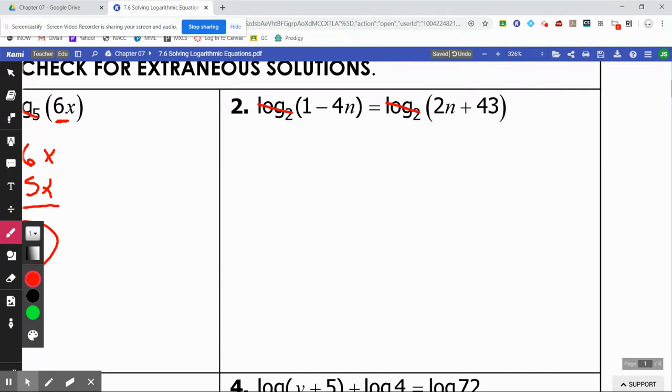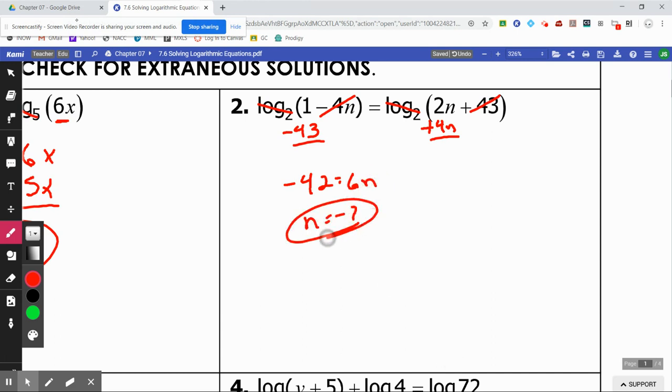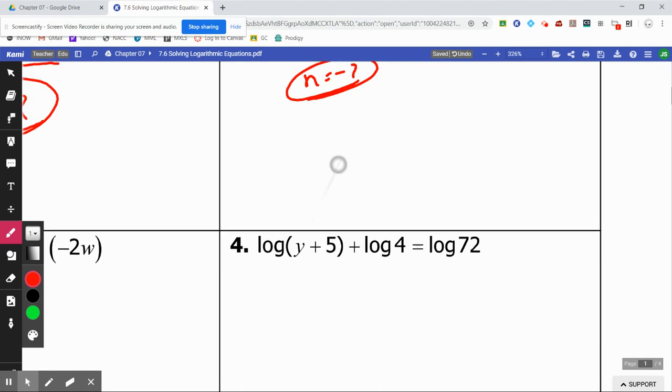Number 2, again, we're going to forget about our logarithms and simply set 1 minus 4n equal to 2n plus 43. Let's move our minus 4n by adding and move your 43 by subtracting. That gives you negative 42 is equal to 6n. So therefore, that means that n would be negative 7. Plugging that into my original function gives me 1 plus 28, which is 29, and 43 minus 14, which is log base 2 of 29 as well, and it does check out.